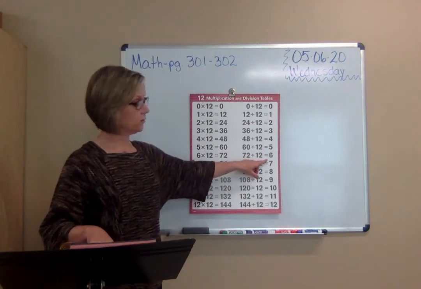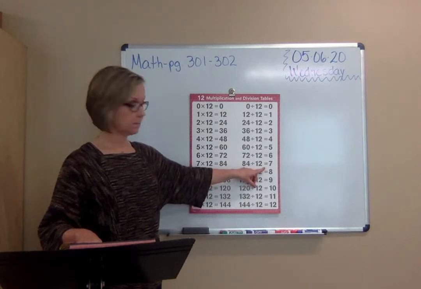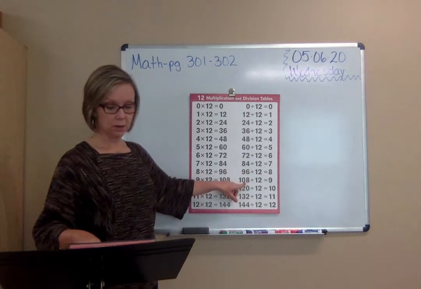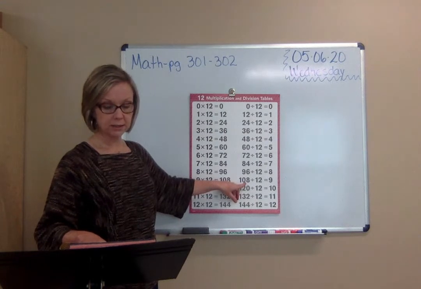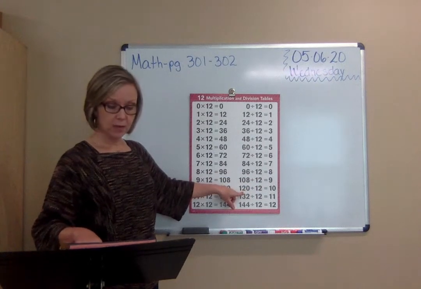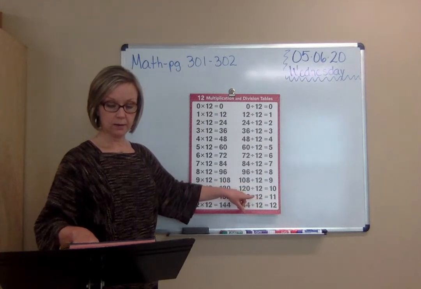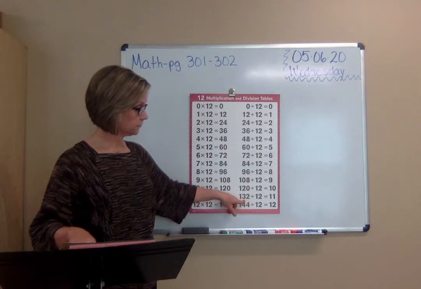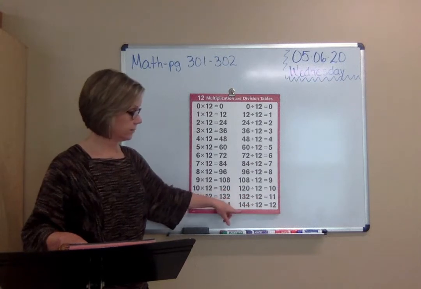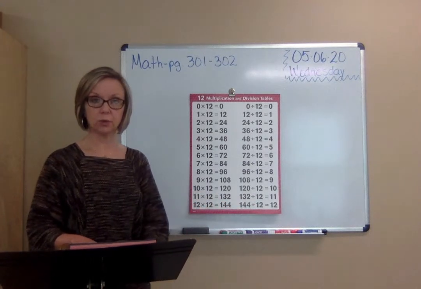72 divided by 12 equals 6. 84 divided by 12 equals 7. 96 divided by 12 equals 8. J, 108 divided by 12 equals 9. K, 120 divided by 12 equals 10. L, 132 divided by 12 equals 11. M, 144 divided by 12 equals 12.